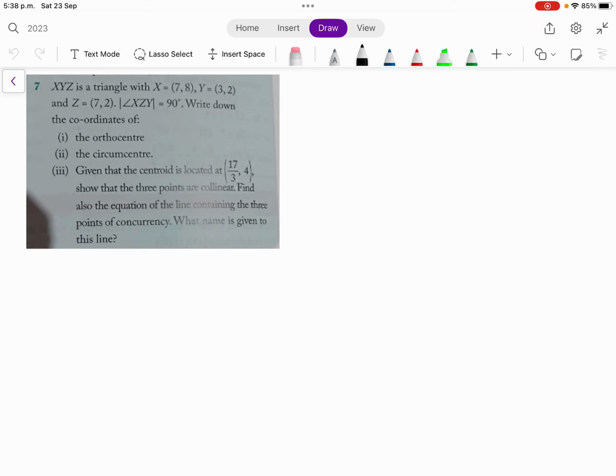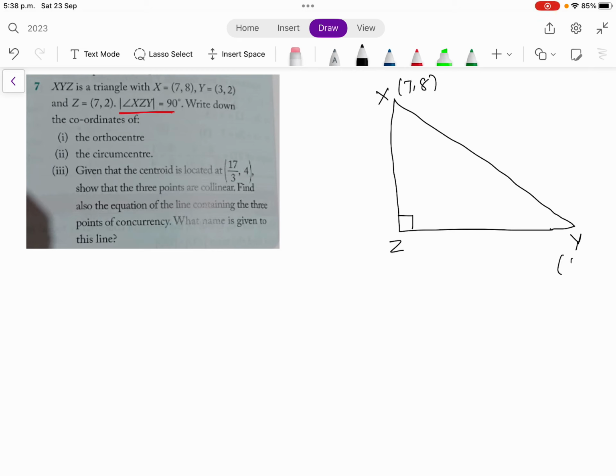So the first key point you need to know is this: they have given an angle. So when we are drawing a triangle, you should always remember it is a right angle triangle, and then draw the triangle accordingly. I'm just drawing a sample triangle here where XZY is 90 degrees, which means Z is the one which is 90 degrees. So that is what you have to keep track of. X is (7, 8), Y is (3, 2), and Z is (7, 2).